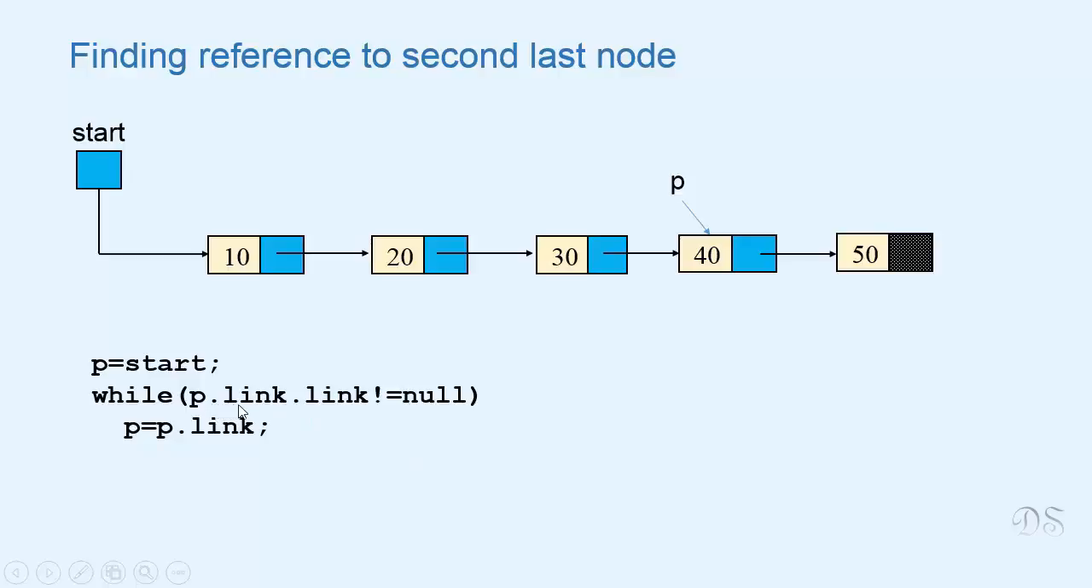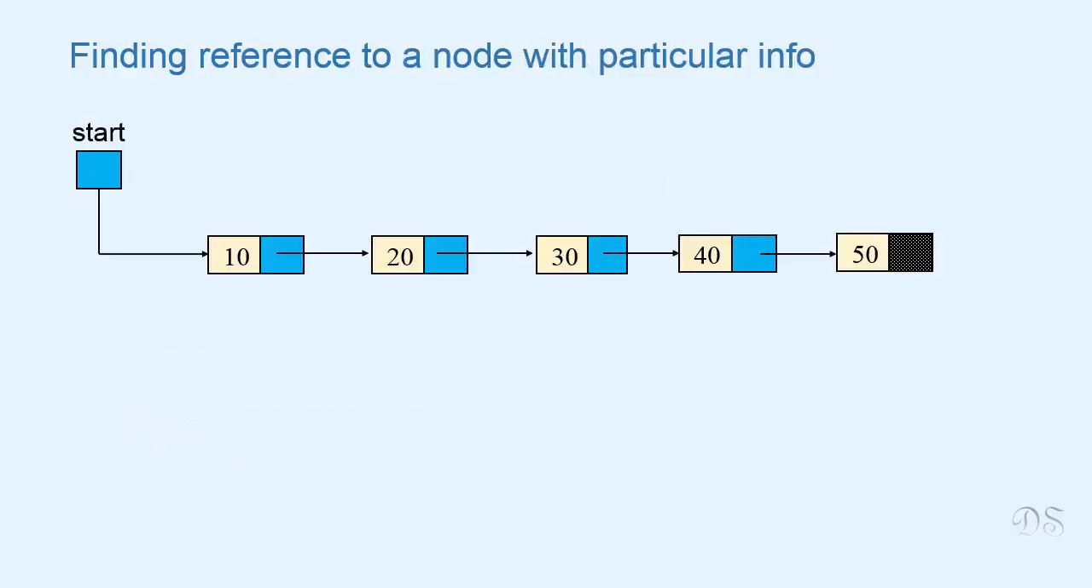Now here the loop condition is p.link is not equal to null. So this loop will stop when p.link becomes equal to null, and p.link will become equal to null when p will refer to the second last node of the list. Because when p refers to the second last node of the list, p.link will refer to this last node and p.link will be null. So when this loop stops, p will refer to the second last node of the list.